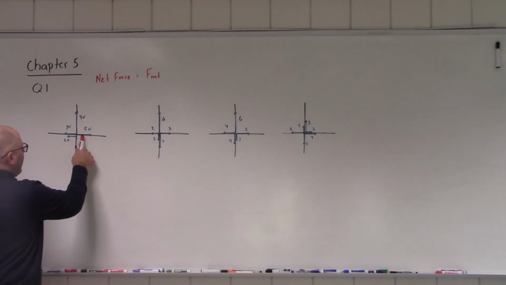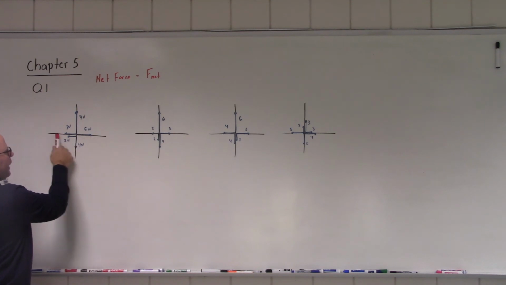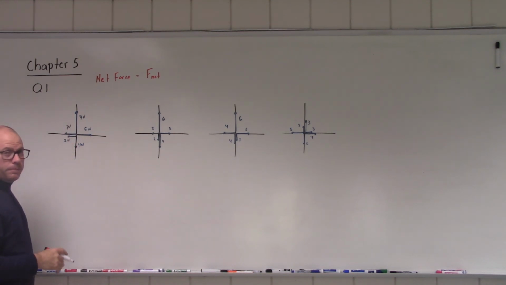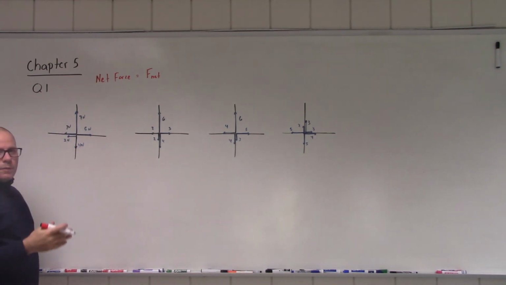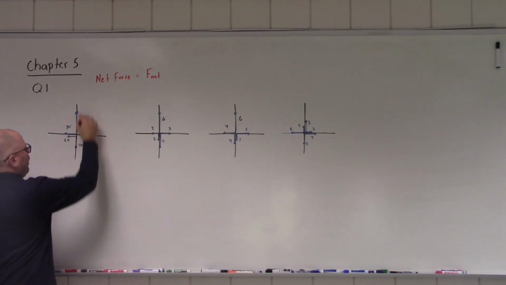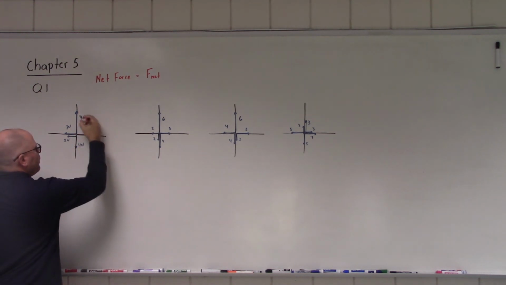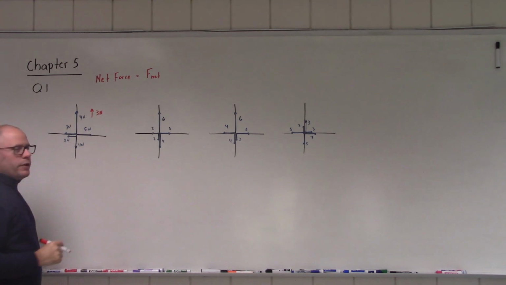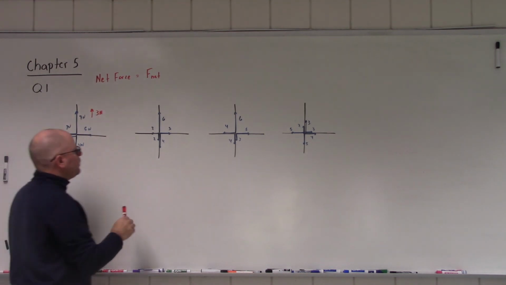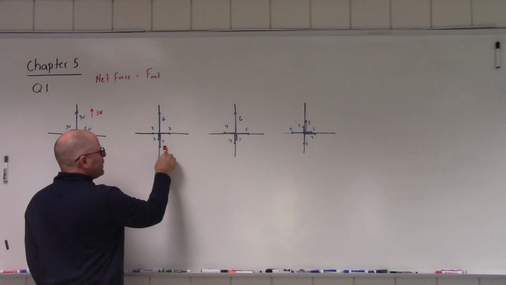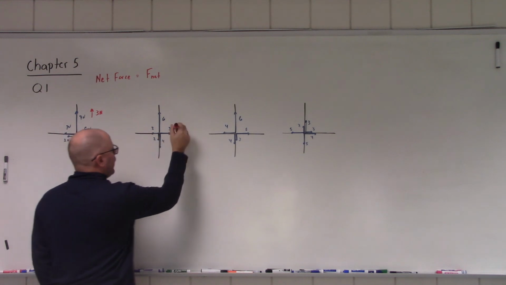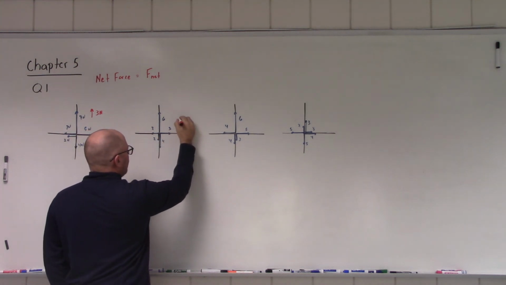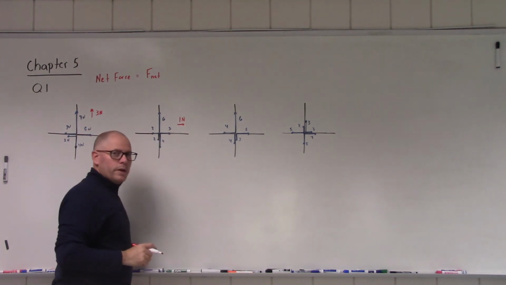So if I look here, this is 5 to the right and a total of 5 to the left. So the horizontals balance each other out, and we have 7 up and 4 down, so the net force here is 3 in the up direction. Let's look at this one. So I have 6 up and 6 down, so those balance each other out. I have 3 to the right and 2 to the left, so net force is 1 to the right.